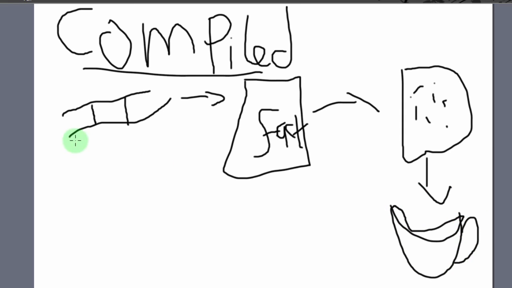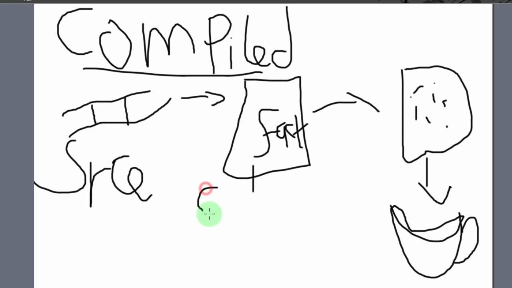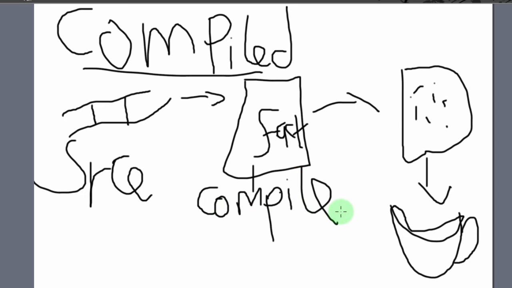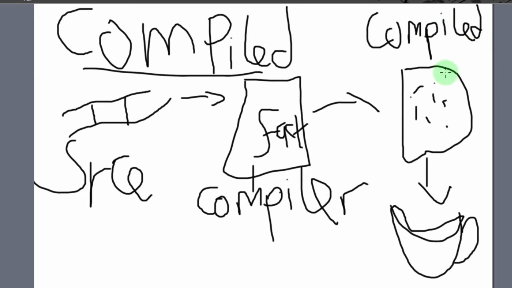So in this case, the sugarcane is our source code, and this is our compiler. And this is our compiled code, right? So in this case, you saw that you had to take the sugar to be refined before you could use it.